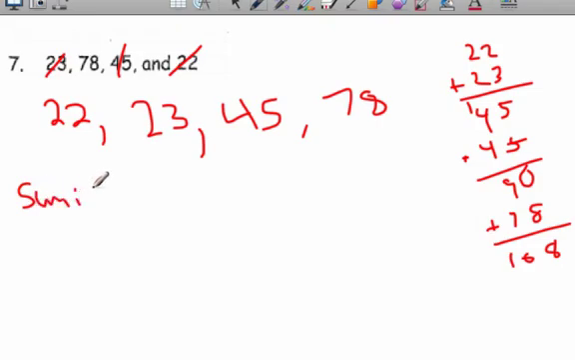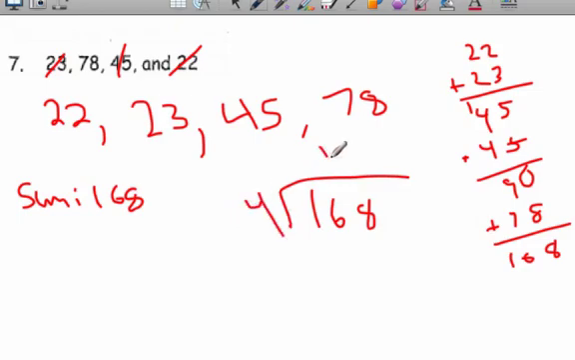And to get the mean, you have to divide the sum by however many numbers there are in the data set. In this case, there are 4. So I would divide 168 by 4. And I think what I get when I do this is I get 42. Right? Because 4 is going to go into 16 4 times exactly, and it'll go into 8 2 times exactly. So we get 42 for a mean.